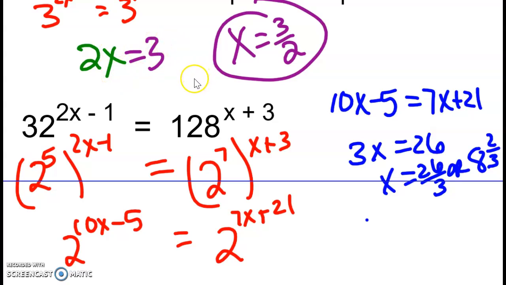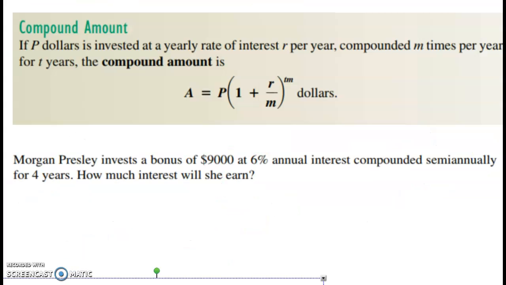Okay, welcome back. This is part 1, exponential equations. And we just solved this one on the last video where we wrote 32 with the same base as 128 and found the answer to be 8 2/3. Okay, so that's where we had finished up last video.